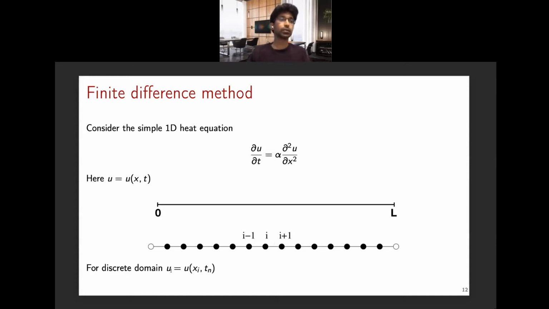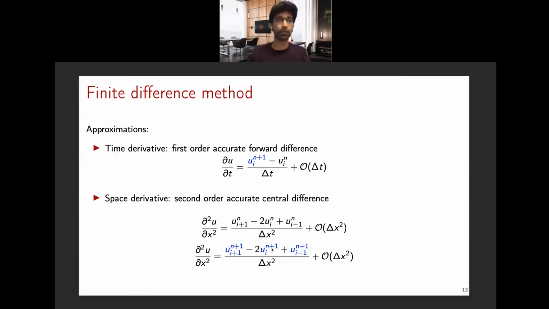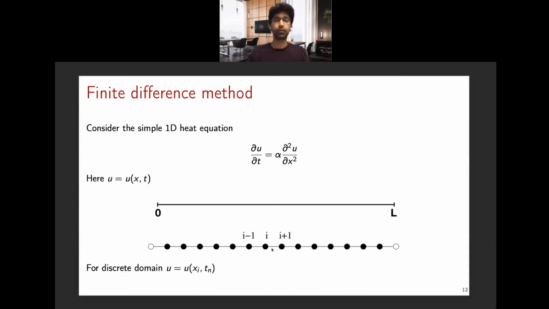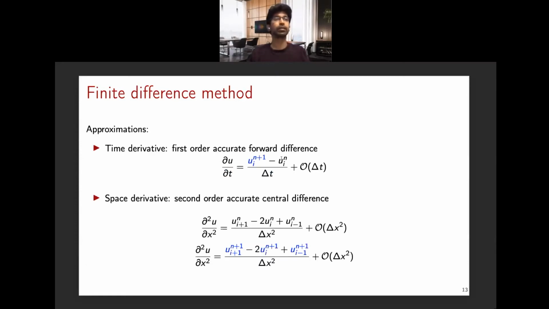Now the function u is defined at each grid point and at each time level. The next step is to approximate these derivatives, right? So we apply a typical finite difference. For the time derivative, we use a first order forward difference. So here you have u_i at n+1 minus u_i at n, where u_i^n is a known solution and the unknown, in blue, is u_i at the next time level, which is n+1. This scheme is first order accurate in time.